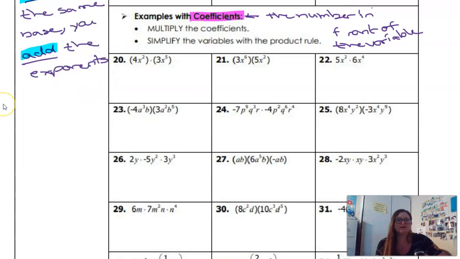That means for number 20, you can rewrite it as 4 times 3 times x squared times x to the 5th. So you multiply the 4 and the 3, which is 12, and then you multiply the x squared times x to the 5th, which means we add the exponents. So you should get x to the 7th. So 4x squared times 3x to the 5th is 12x to the 7th.